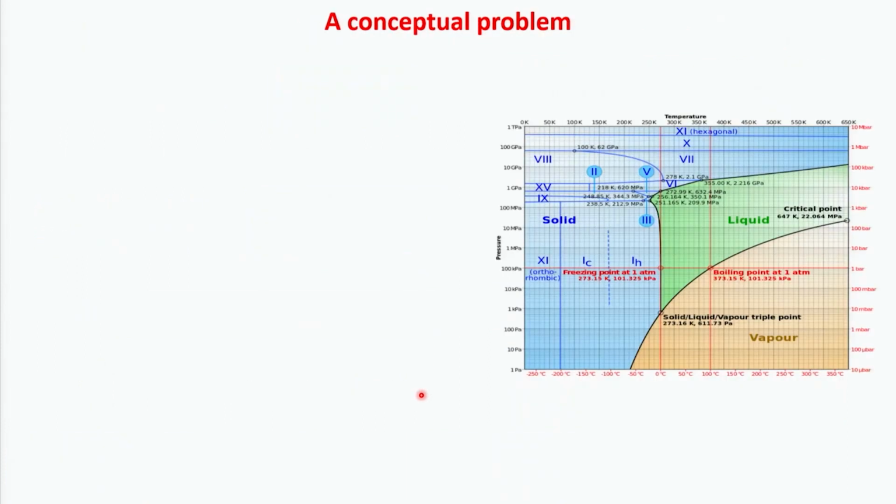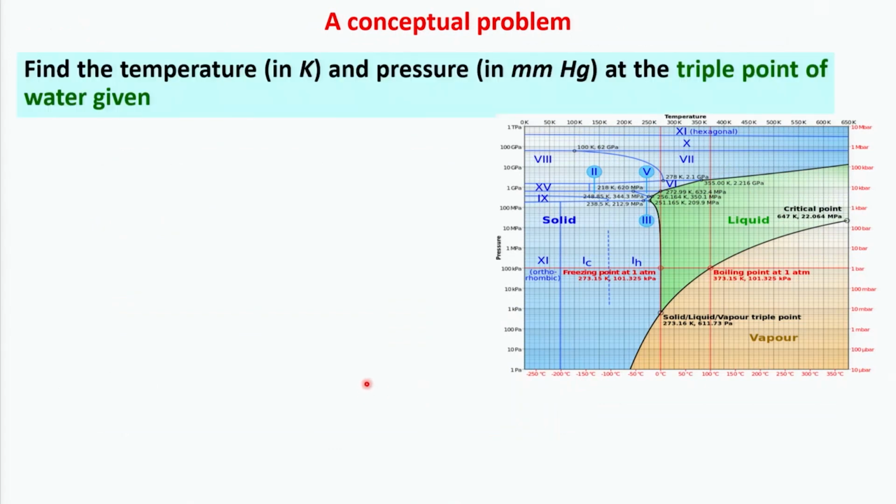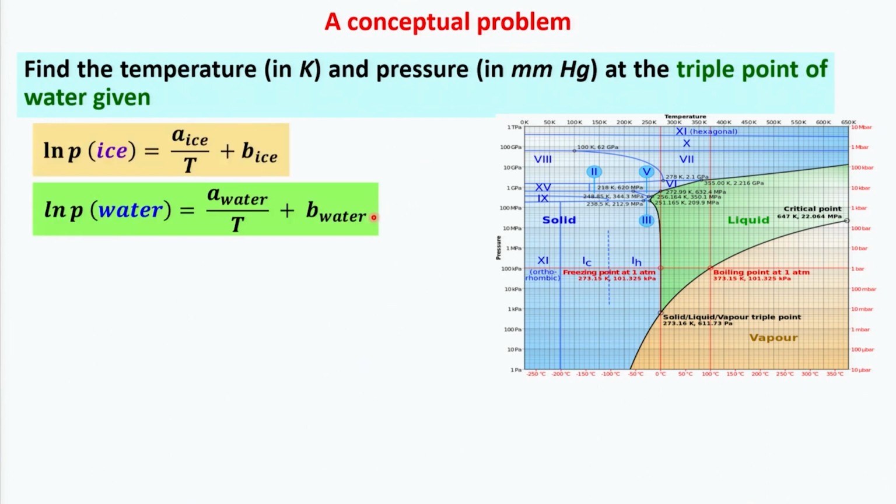Okay. Now, moving ahead, let us have a conceptual problem here, which is very simple actually. So, this is the phase diagram of water, and I want you to find out the temperature in Kelvin and pressure in millimeter of mercury at the triple point of water, given that these two measurements have been done. I have measured the vapor pressure over ice and fitted it to an expression like this as a function of temperature.